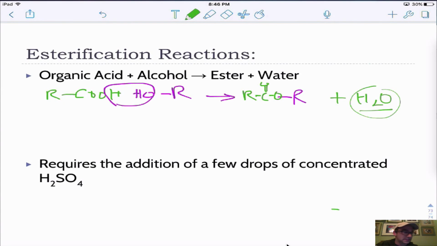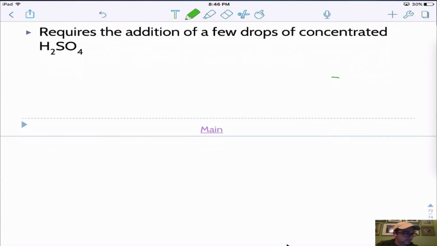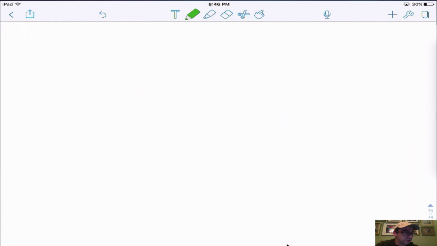Alright, so this is organic chemistry. I hope that you learned something new for this chapter. We'll go over this tomorrow in class, we'll review, and then your test will be in a few days.